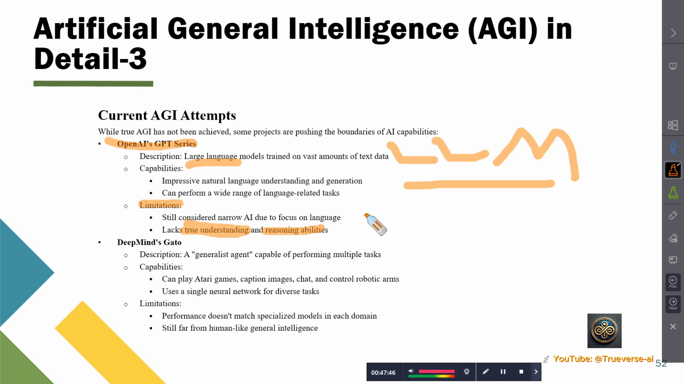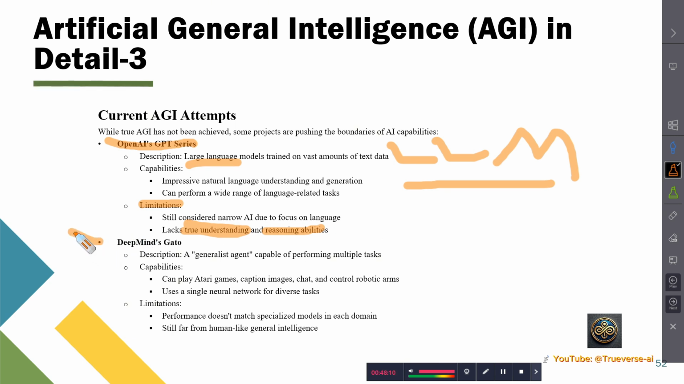So while GPT models show incredible proficiency in tasks like text generation and language comprehension, they are still fundamentally tied to the data they have been trained on. They can produce remarkably coherent responses, but often lack deep comprehension and intuitive reasoning.